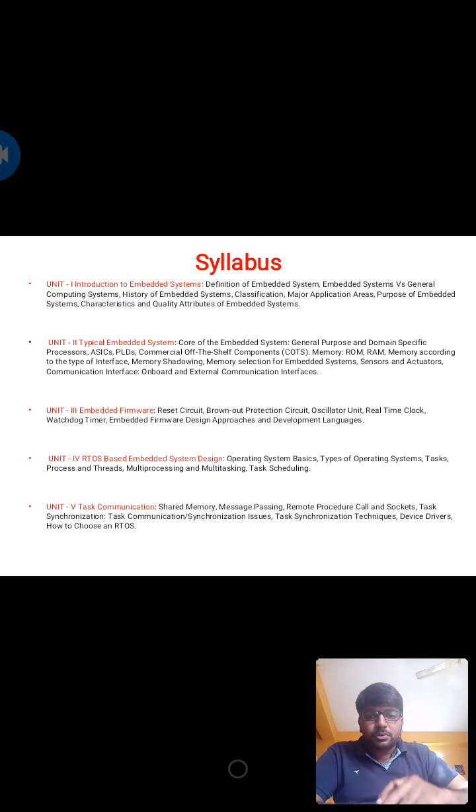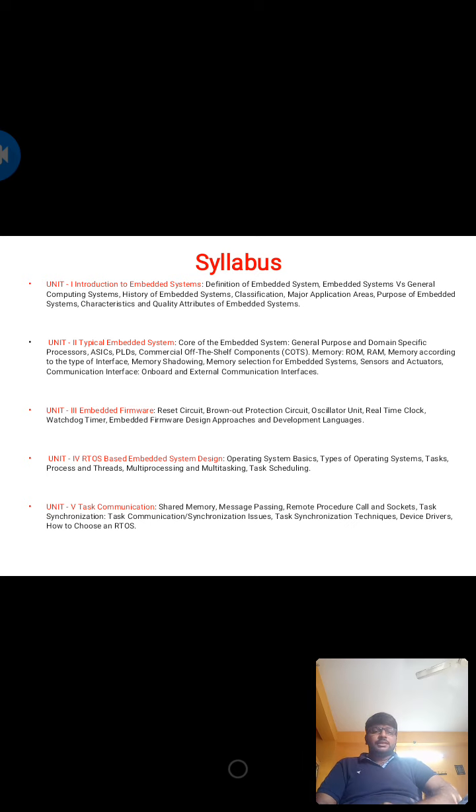Coming to unit number 2, a typical embedded system. Typical embedded system means the core of the embedded system, the general purpose and domain specific processors. What are the general purpose processors and domain specific processors, or ASICs and PLDs. Coming to the next part, memory. What is ROM, RAM, memory accessing? All these come under typical embedded system.